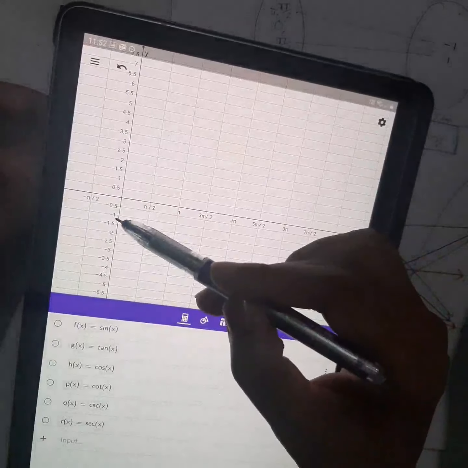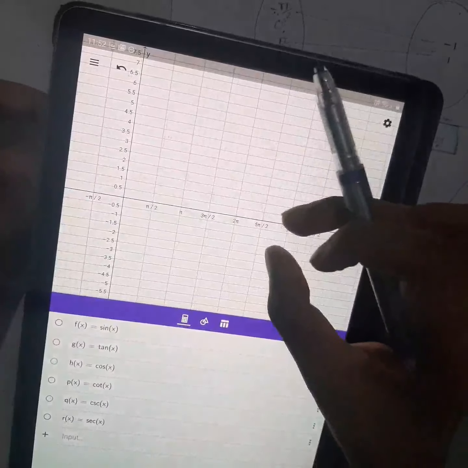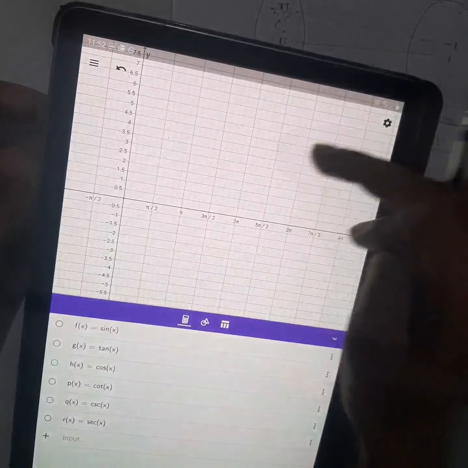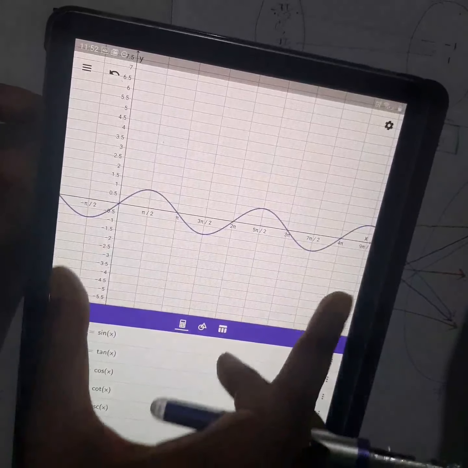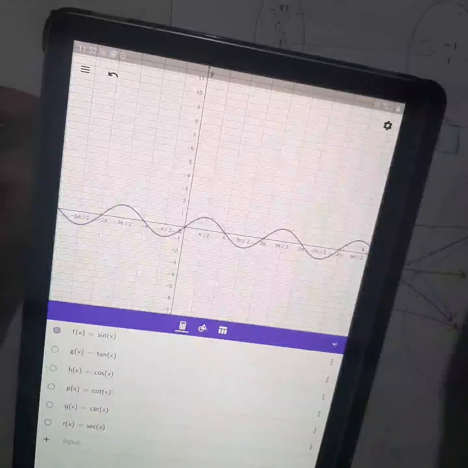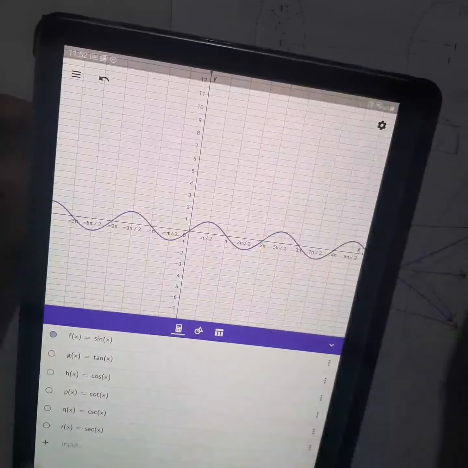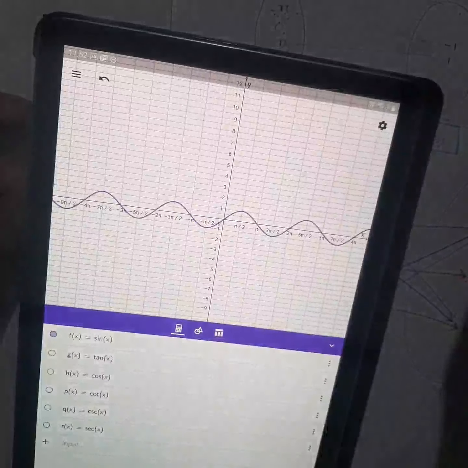This is your -1, so the y value is -1 to 1. So it is always in between; y you will never get something bigger than this. So when I draw the graph, what will you get? It will be something like this. I hope you can see. Can you see?